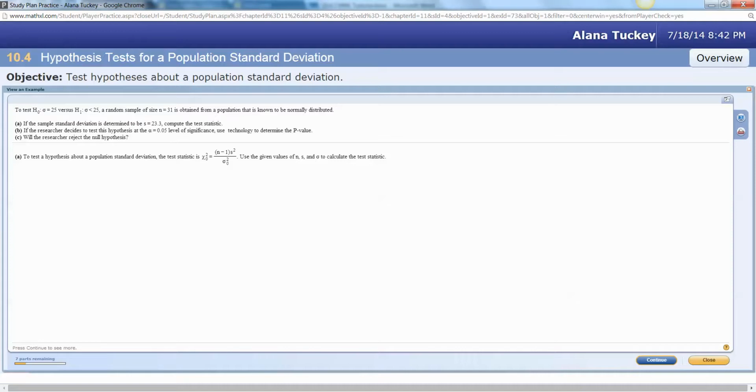Okay, so there's a lot to unpack. First of all, you need to know what kind of test you're doing. You're going to be hit with so many different kinds of tests for the final exam that you have to know what you're looking at. So you want to look at your null and alternative, and they very kindly gave you symbols for these. So the sigma is standard deviation.